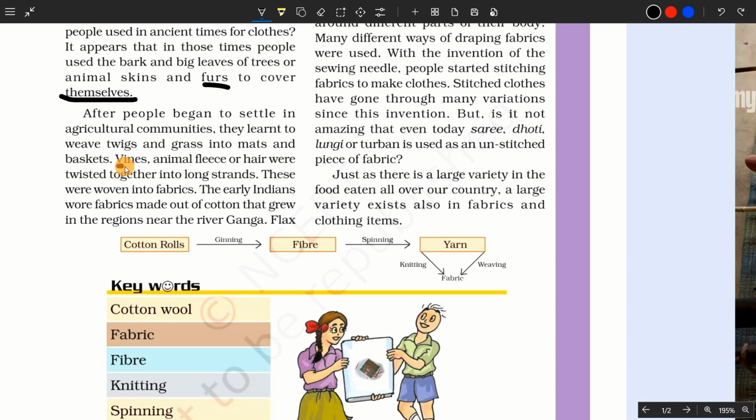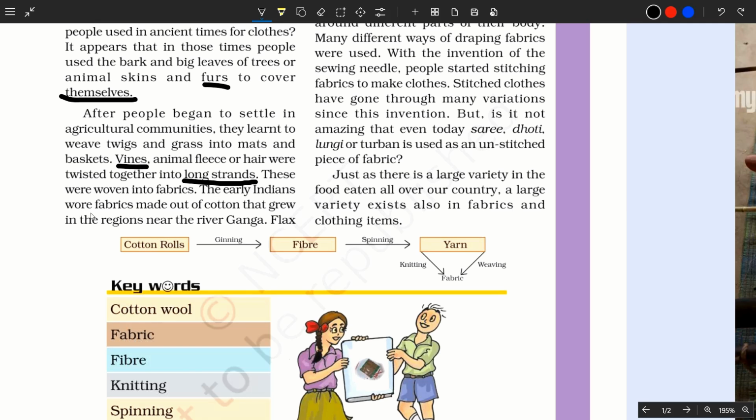Once, animal fleece or hair was twisted together into long strands. After some days they used to take the hairs of animals and twist them, and they converted them into fabrics or strands. These were woven into fabrics.